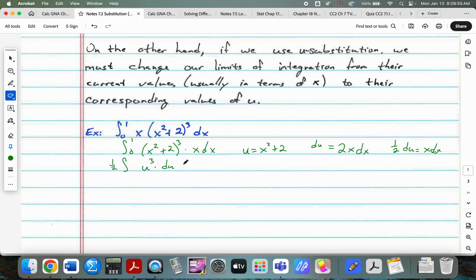And now what I need to do is figure out, well, if x goes from 0 to 1, what does u go from and to? So when x is equal to 0, then u is equal to 0 squared plus 2, which is 2. So that's my new lower limit of integration. And if x is equal to 1, u is equal to 1 squared plus 2, which is 3.